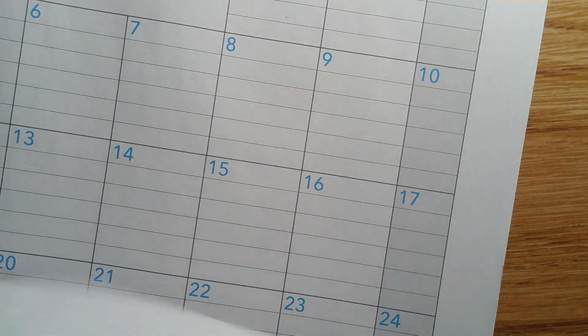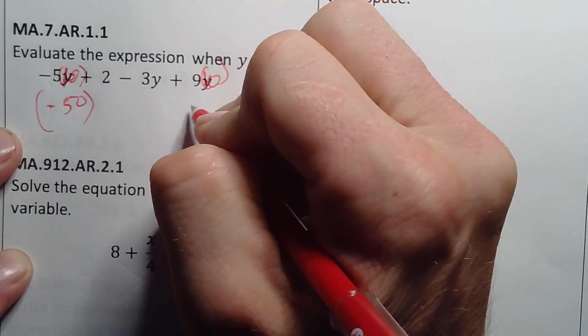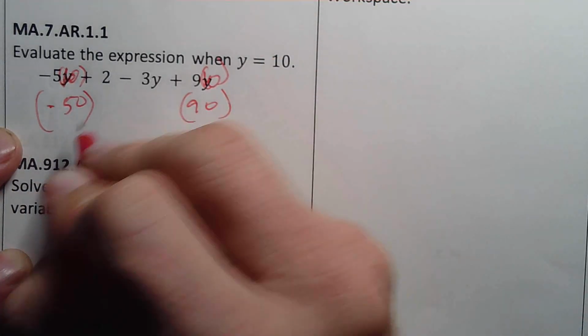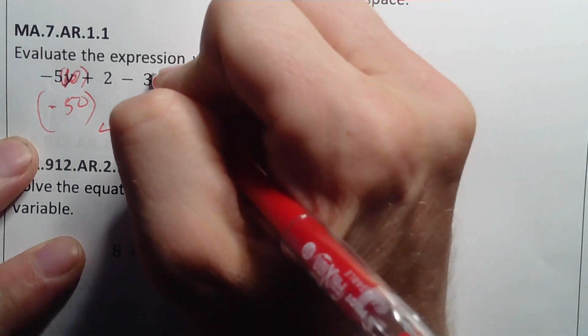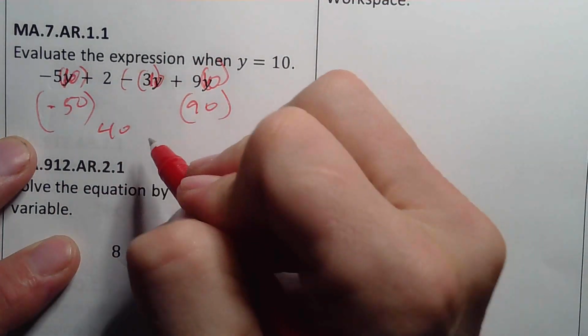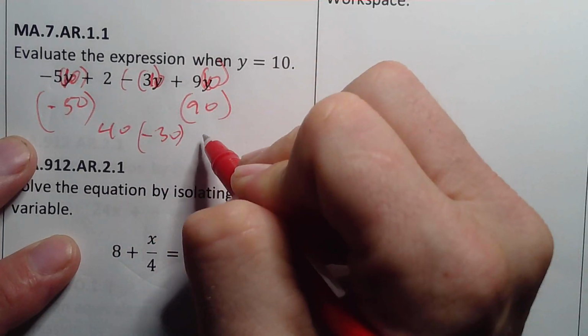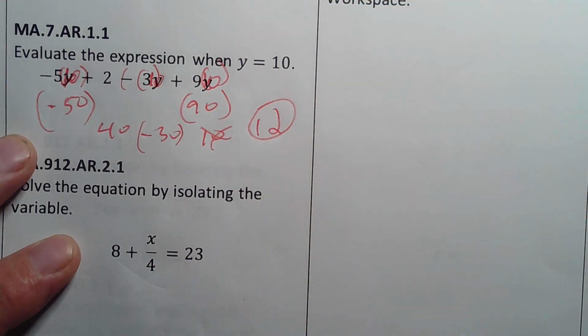Day 4. Y equals 10. This is now 10. Making this negative 50 and making this 90. Negative 50 plus 90 is 40. Oh, I almost forgot that one too. Minus 30. Okay, so 40 minus 30 is 10, plus 2 is 12.